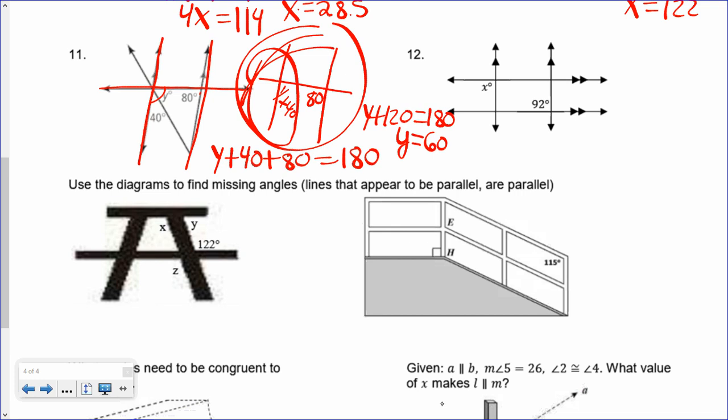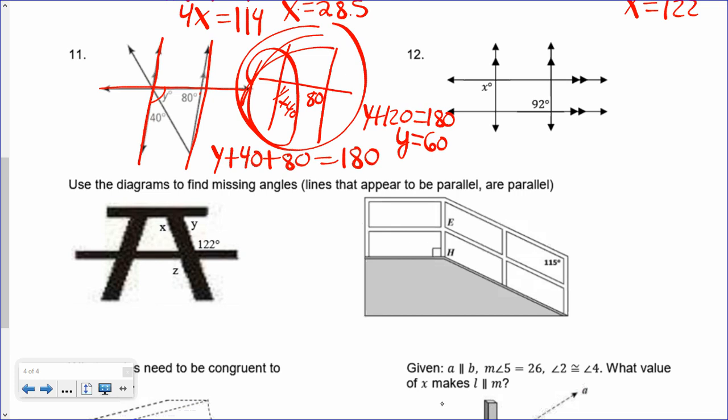Actually, we're a little bit short on time. I want to make sure we finish all of this, so I'm just going to ask you guys to work me through this. So look at the x and the 92. Do they currently have a relationship? All right, so I'm going to have to do a little bit of shifting the angles around. Move the 92 to the line that the x is touching.